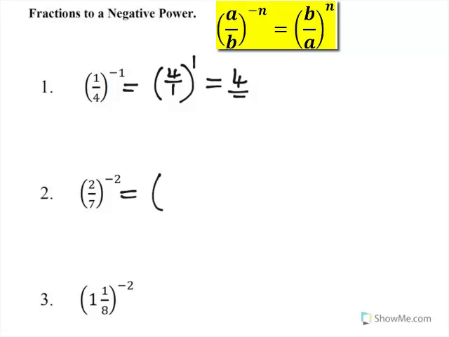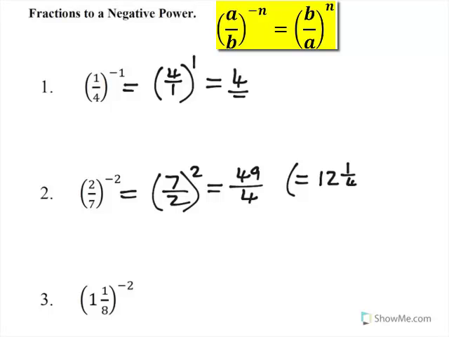The second one, very similar. Turn the fraction upside down, so it's 7 over 2, and change the power, make it positive. And 7 squared is 49, and 2 squared is 4. And if you want to write it as a mixed number, the answer would be 12 and 1/4. But this answer is acceptable.